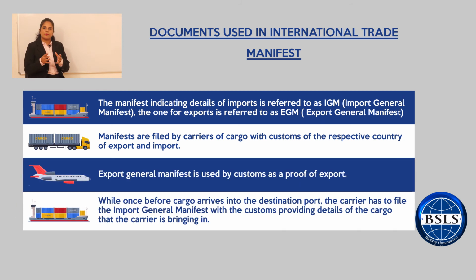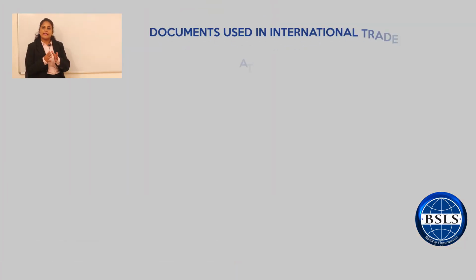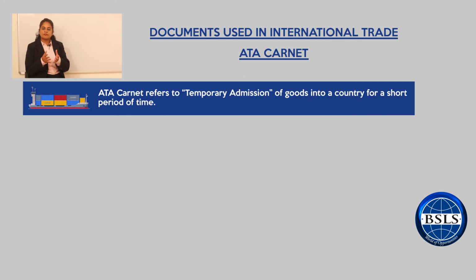The contents of a manifest include details of shipper and consignee, details of all the bills of lading and the airway bills that fall under the concerned voyage, details of port of loading, port of discharge, value of goods, description of goods, etc. The next document that we are going to see is called the ATA Carnet, which translates into temporary admission.